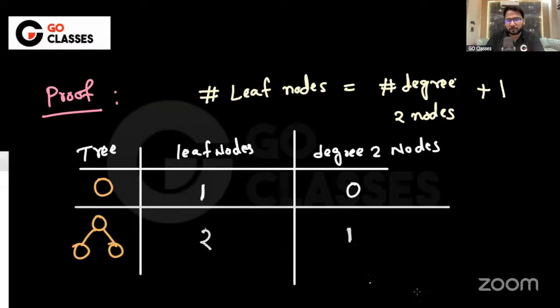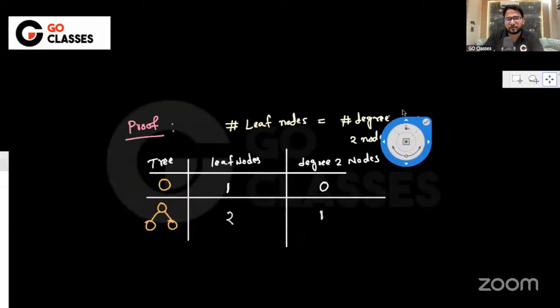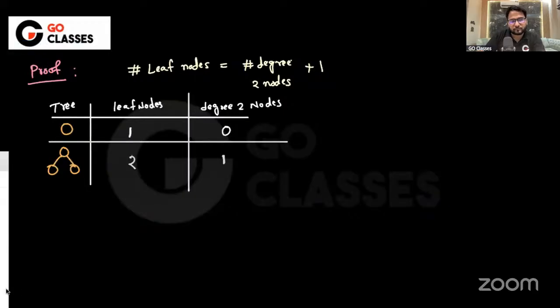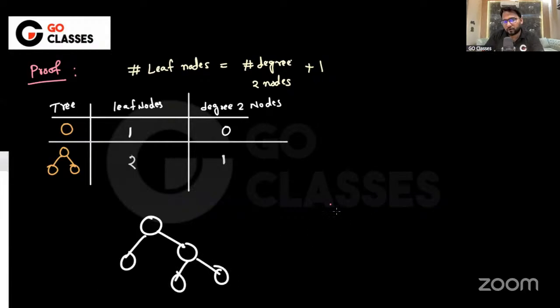Now, if you go further, you can take any tree actually for that matter. What is happening here? In this tree, whatever the leaf nodes and degree 2 nodes were earlier, the moment I add a leaf, suppose this had only one child earlier, at that moment what happens? The number of leaf nodes gets incremented by 1, right?